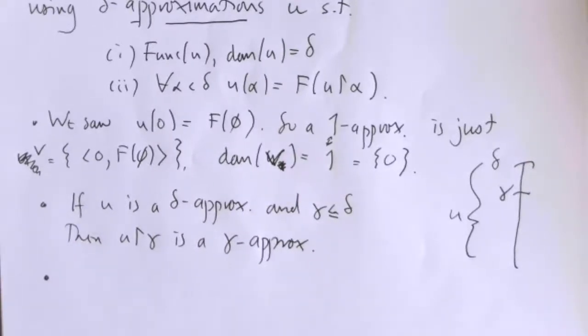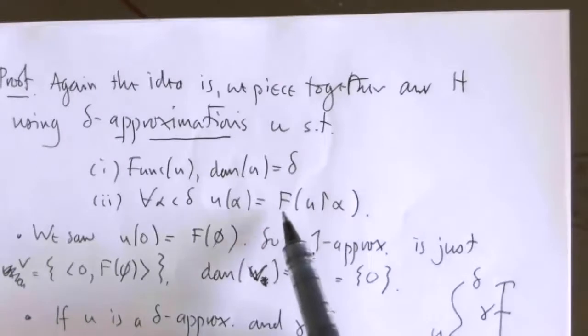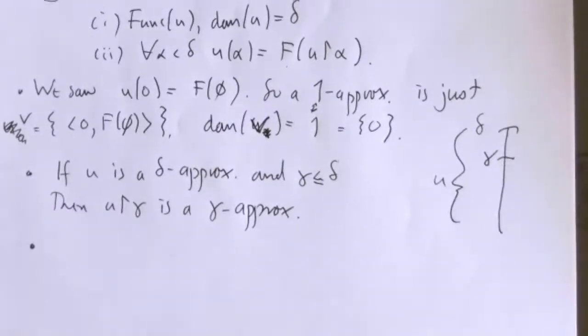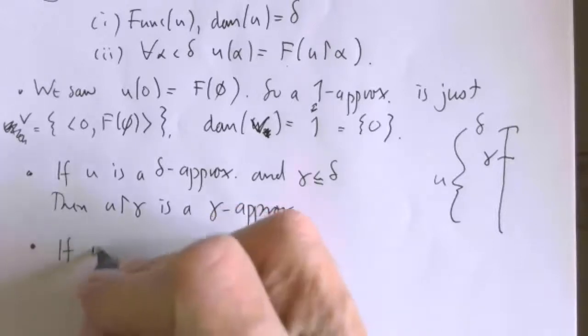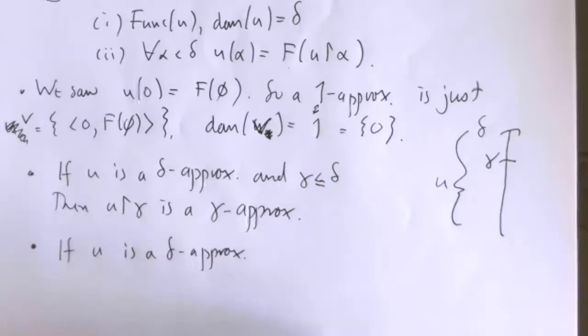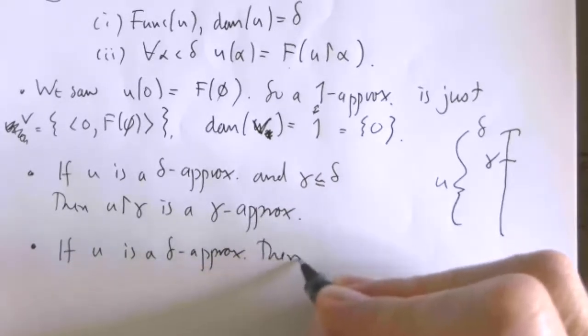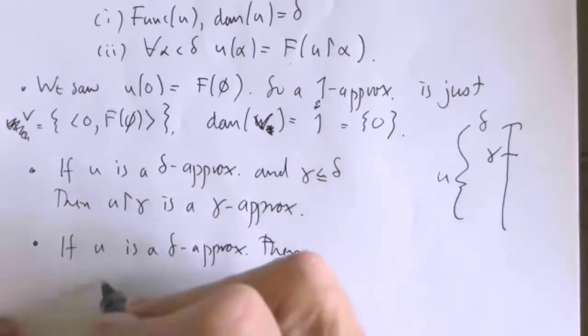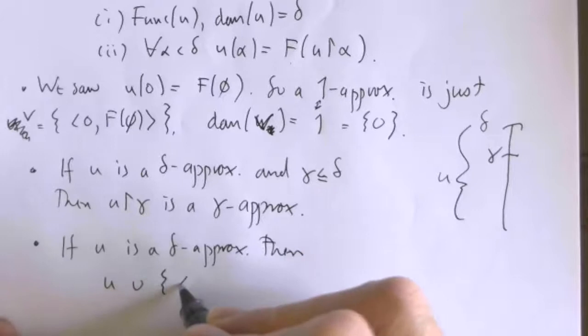And the third point is that just as we did for k-long approximations, I can always extend an approximation one more just by invoking the function f up here. So if U is a delta approximation, then all I have to do to make it a delta plus 1 approximation is to add on the necessary ordered pair.